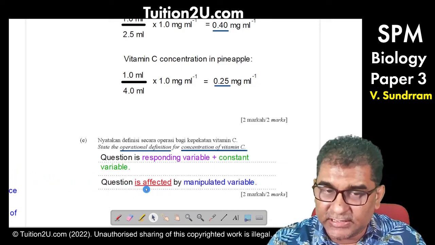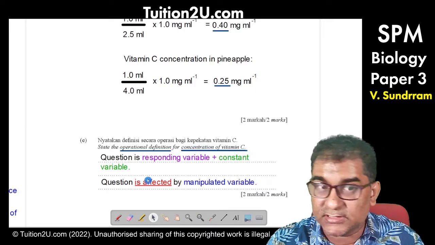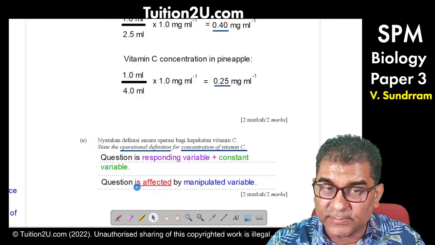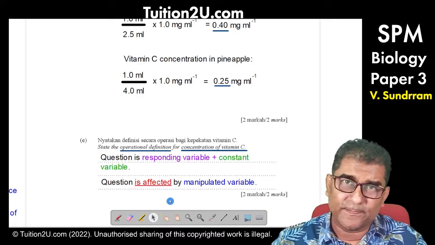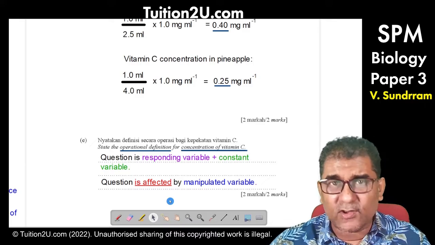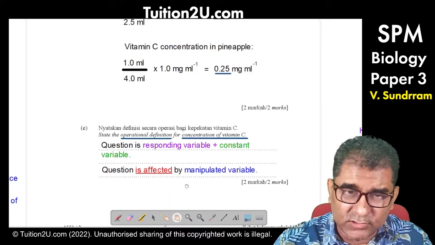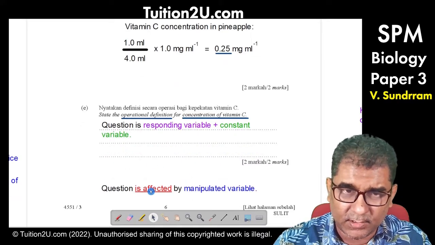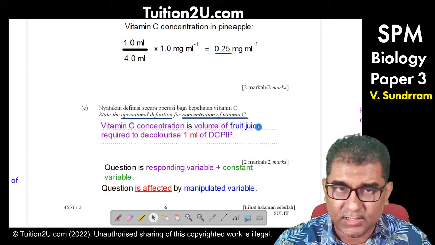The question is affected, must have. The question is concentration of vitamin C. Concentration of vitamin C is affected by manipulated variable. Use this technique. Meaning you must have all the variables in the answer. That's basically it. So if you're using this technique, what will be the answer for this question?